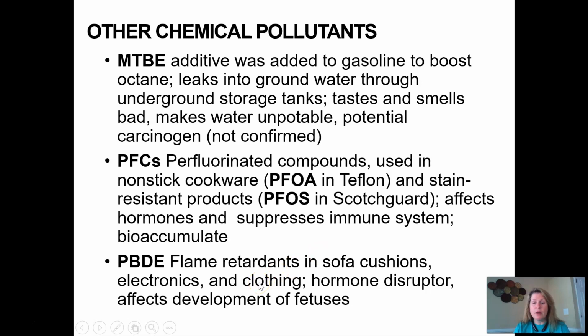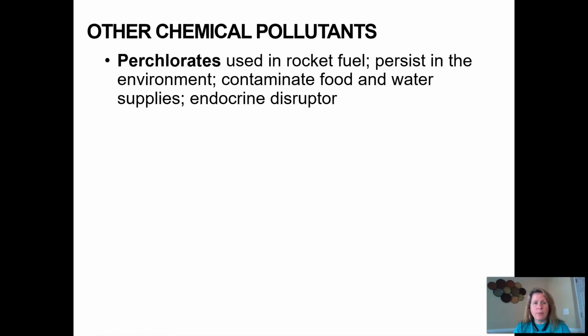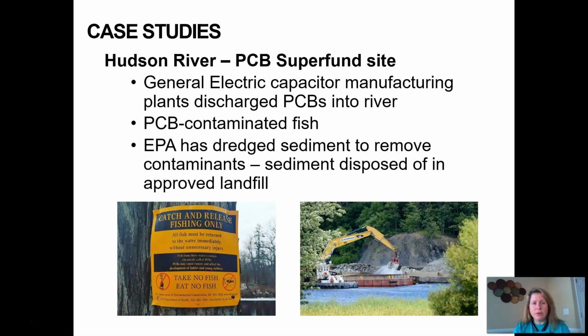There would be baby clothes with flame retardants in them. And all of those are also endocrine disruptors, and they can affect the development of fetuses. Then there are perchlorates. That's one of the industrial ones. It was used in rocket fuel. That one is also persistent, and that will contaminate food and water supplies. It is an endocrine disruptor.